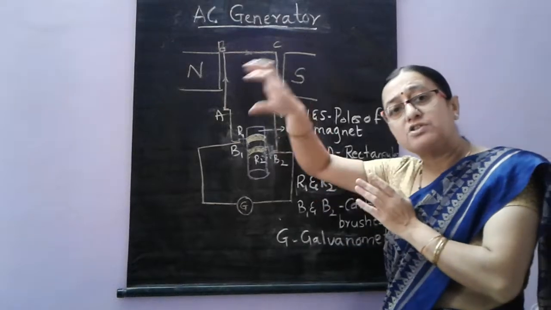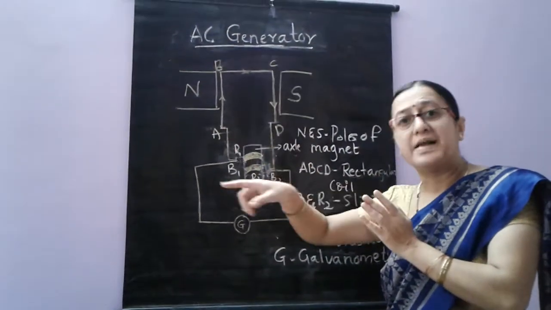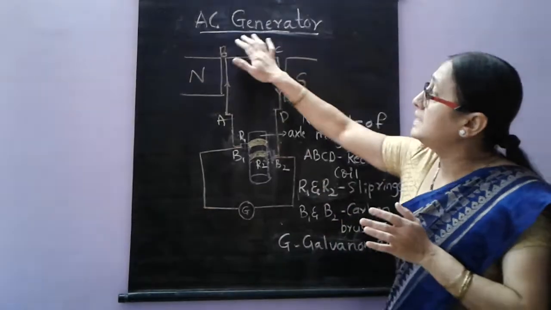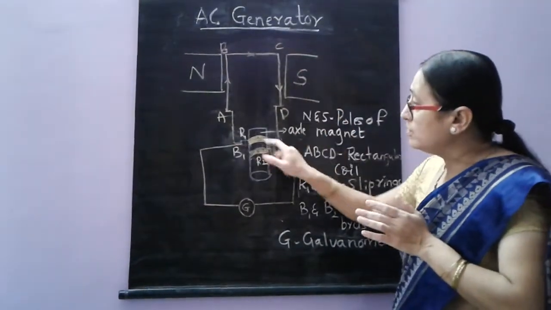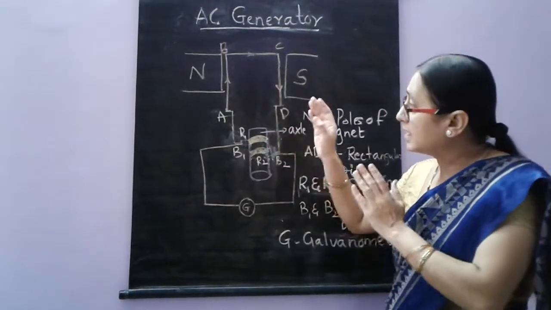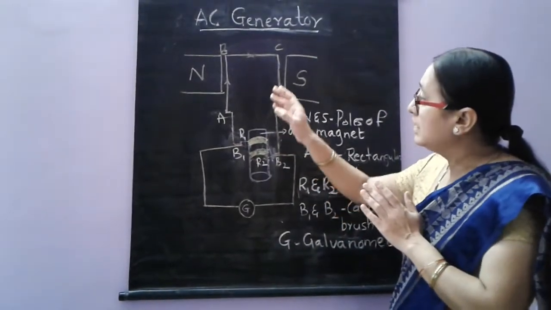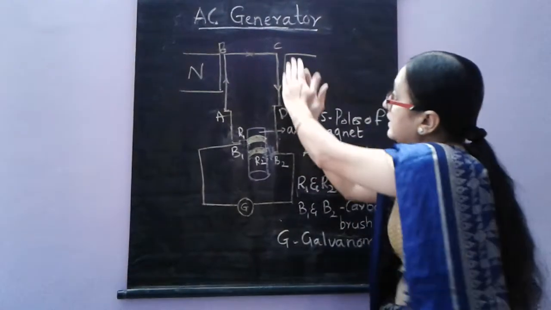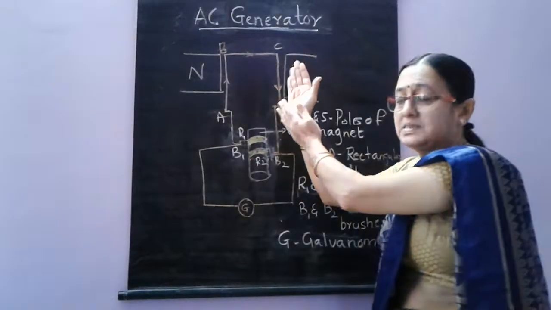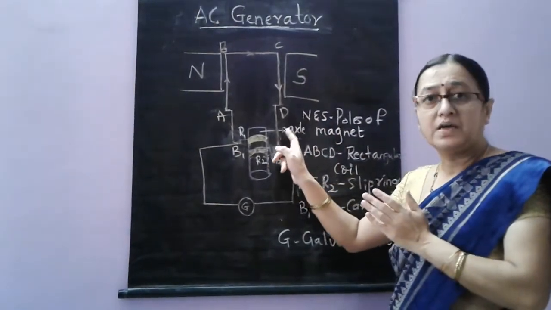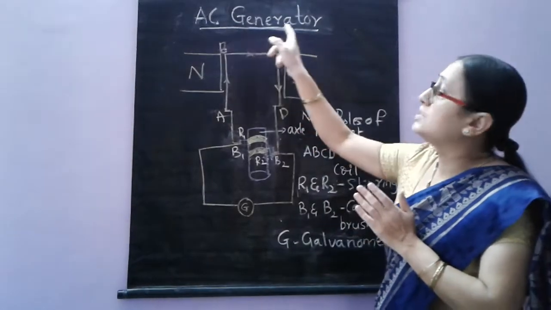So in case of a motor, the current flows in the same direction in the second half of the cycle. But in case of an AC generator, because the connections between the rings and the brushes do not change, the current continues to flow in the opposite direction, DCBA, because DC will be this side now, AB will be this side. So again it flows in the direction DCBA. That's why it is called an AC generator.